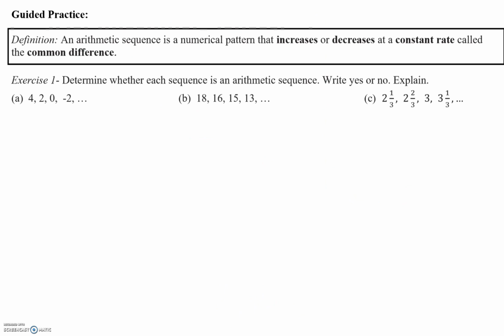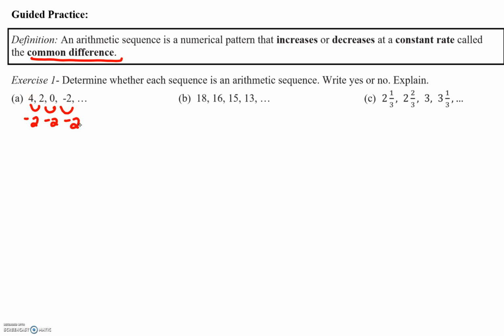So on this slide, we're just going to practice finding the common difference and determining if something is an arithmetic sequence. So again, an arithmetic sequence is a numerical pattern that increases or decreases at a constant rate, and that constant rate is called a common difference. So to go from 4 to 2, 2 to 0, 0 to negative 2, this might be easy to see that our common difference is a negative 2.